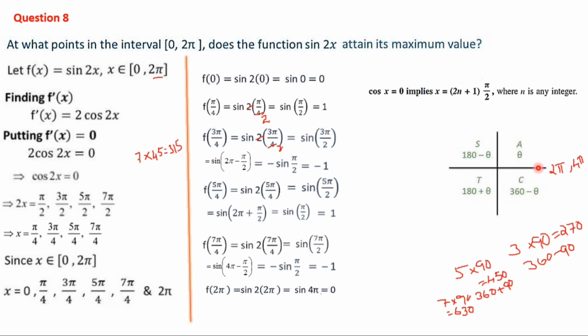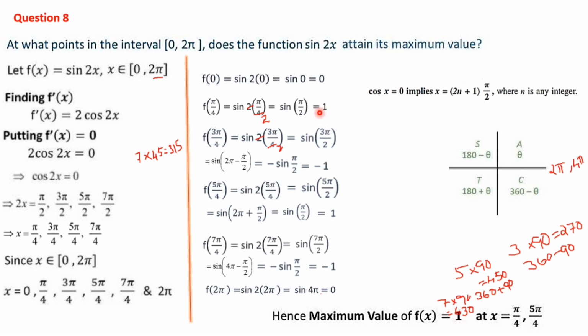Sin 4 pi is clearly 0. Then these are the values: 0, 1, minus 1, 1, minus 1, 0. Here we have to find the values at which the function attains its maximum. So the maximum value of f of x, when we check 0, minus 1 and 1, is 1 at 2 points.